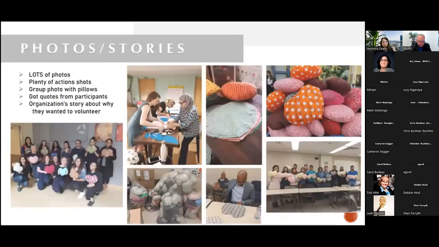From this wonderful program, we got lots and lots of wonderful photos, plenty of action shots. We got pictures of groups with their pillows. We got quotes from the participants. We asked why they wanted to volunteer with the hospital, and we got some really great stories about giving back.